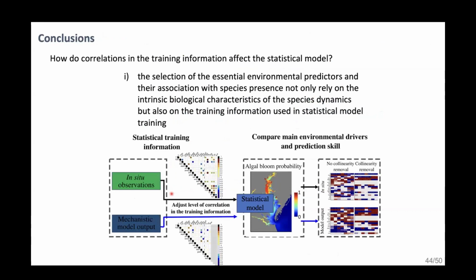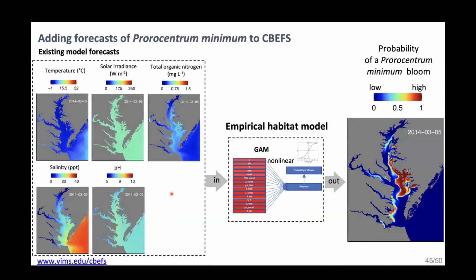How do correlations in the training information affect the statistical model? The selection of the essential environmental predictors and their association with species presence not only rely on the intrinsic biological characteristics of the species dynamics, so when we compare the various taxa, we saw different results, but it also depends on the training information, whether we remove correlations and whether we use in situ observations or mechanistic model output to train our statistical models. So it's pretty complex.